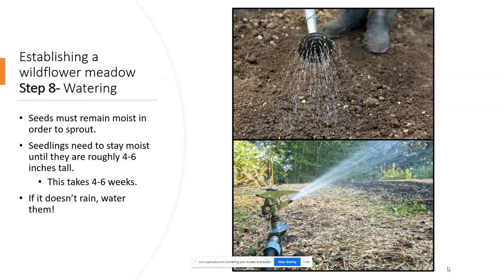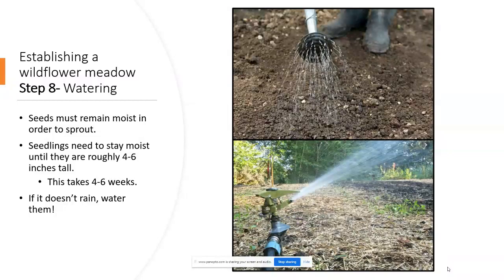Lastly, watering. This isn't always necessary, but the seeds do need to remain moist in order to sprout. And the seedlings need to stay moist until they're roughly 4 to 6 inches tall. Sometimes this can take about 4 to 6 weeks. Usually, what I like to do, just check out the weather. Plan to throw your seed down just before it rains. That way you don't have to water. You don't have to get a hose out there. Be lazy. Let Mother Nature take care of the watering.